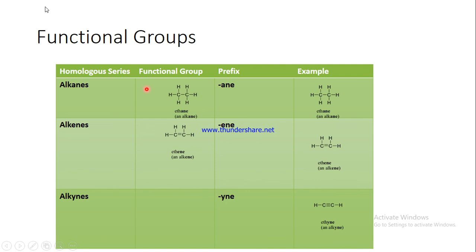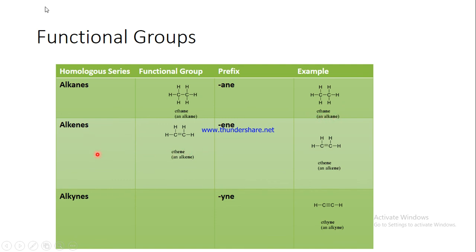As for the first homologous series, we've got our alkanes, and the functional group for our alkanes is the C-C single bond, with our prefix being ANE. As for example, ethane. This is ethane because it has got two carbon atoms. It automatically becomes ethane. It ends with an ANE.